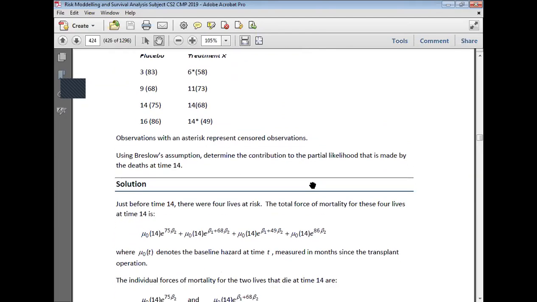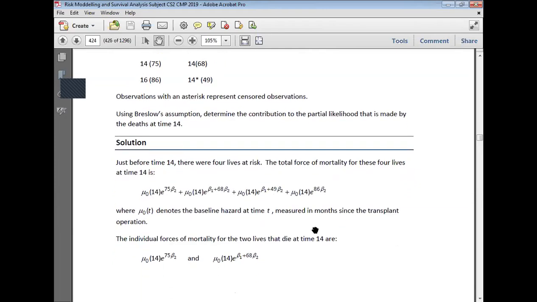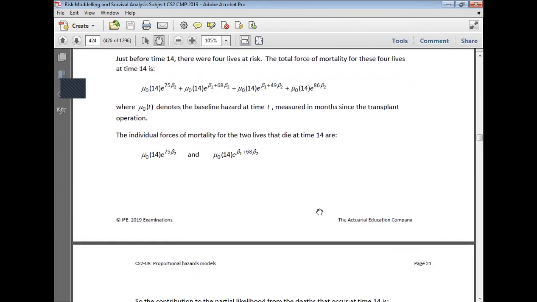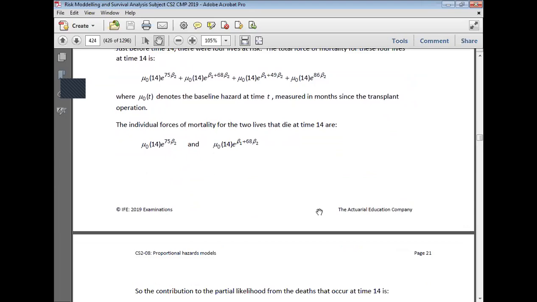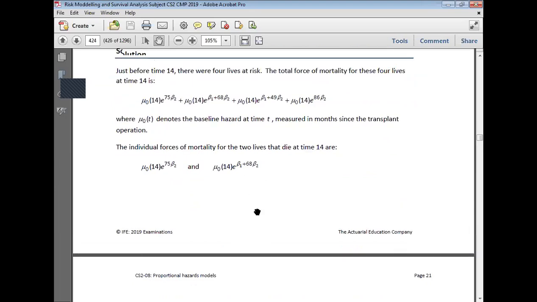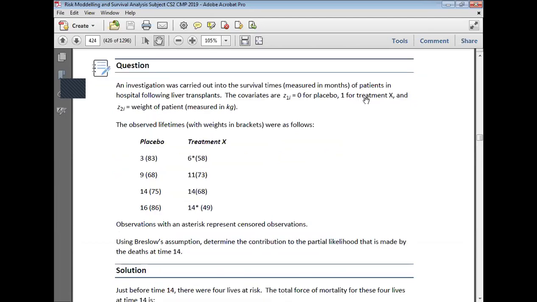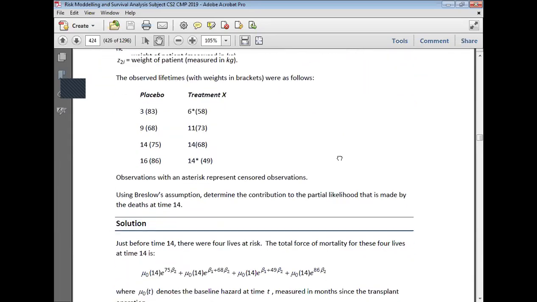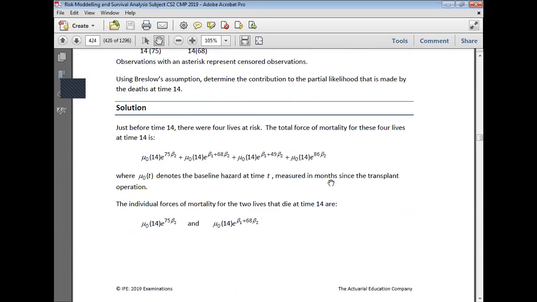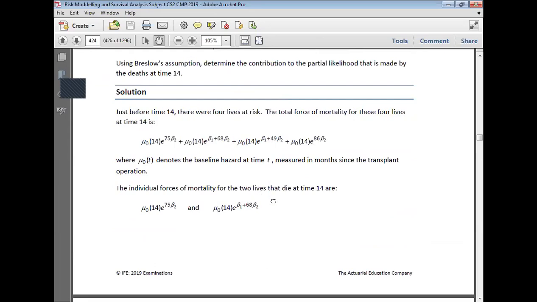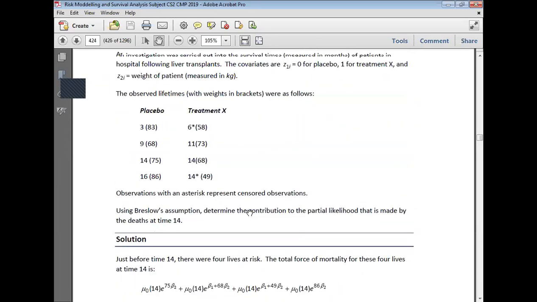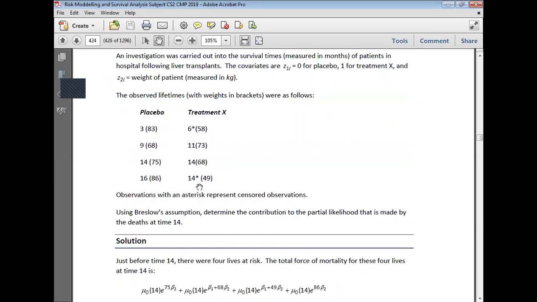So what you do is you write down the hazard function for each of these 4 people. And for the numerator, you see 2 people died at the same time, right? And again, some of them were given placebo and some of them were given a treatment X. So now considering this, all of these people were given placebo and all of these people were given the treatment.